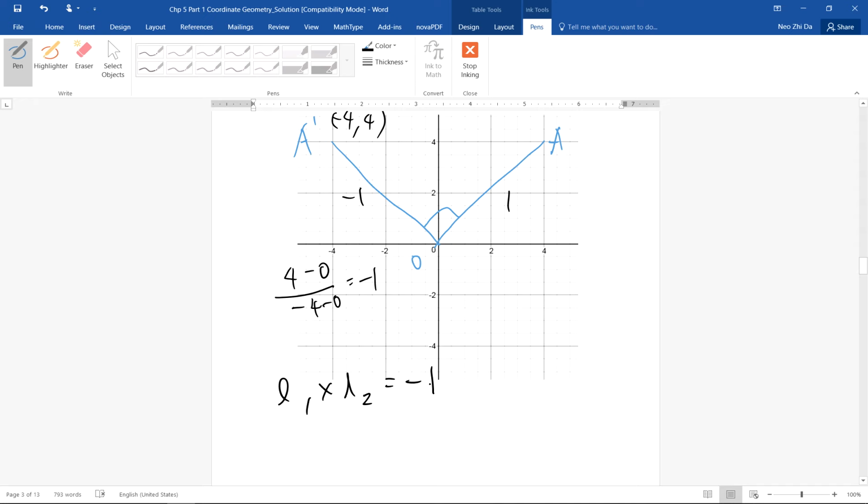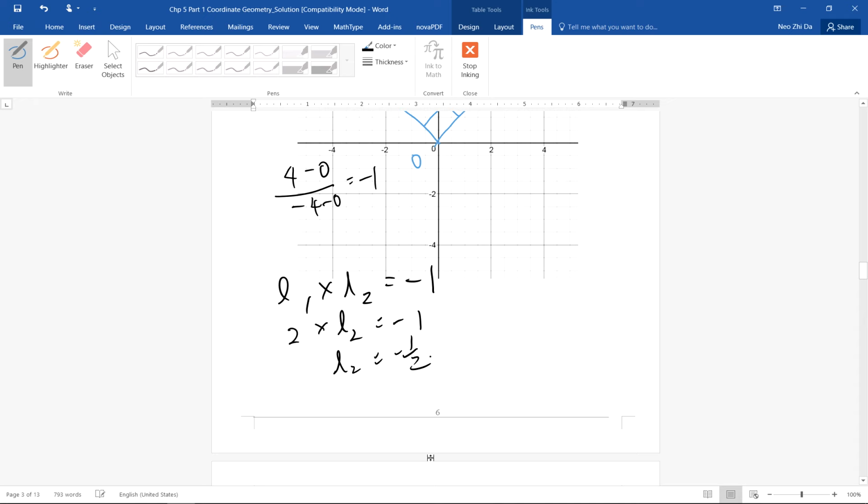Negative 1. So for example, if the gradient of line 1 is 2, then you can immediately find the gradient of line 2, negative half. Okay, this is how you do it.